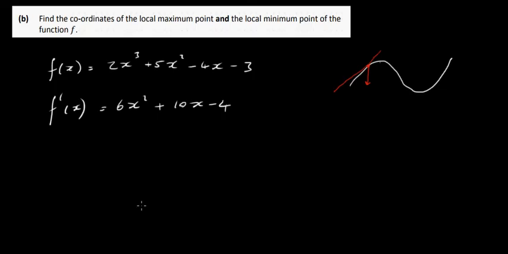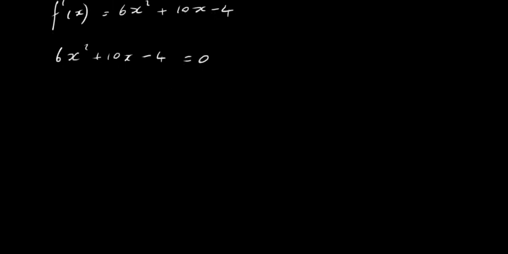So in other words, if we take our 6x squared plus 10x minus 4, which is our slope of any tangent, and let that equal 0, that will give us two x values, the two x values where the slope is 0. So let's just solve this then.